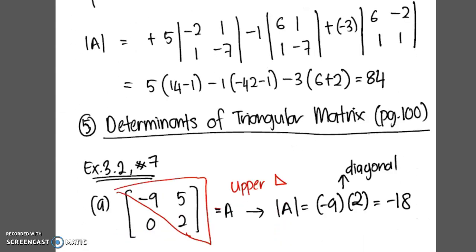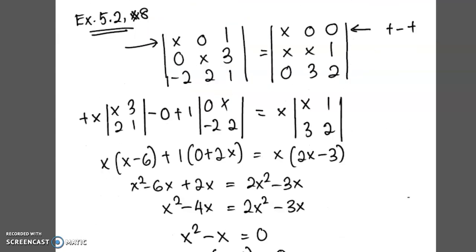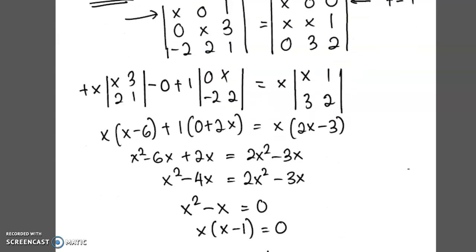Okay, ni special sikit. Kalau determinant tu untuk triangular matrix, can refer to page 100. Okay, contoh yang ni apa triangular, so kita just ambil diagonal je. So minus 9 times 2, so minus 18. Macam yang ni 3 times 3 matrix. So determinant 3x minus 2 4x and so on lah. Okay, so these are the rest of the example.